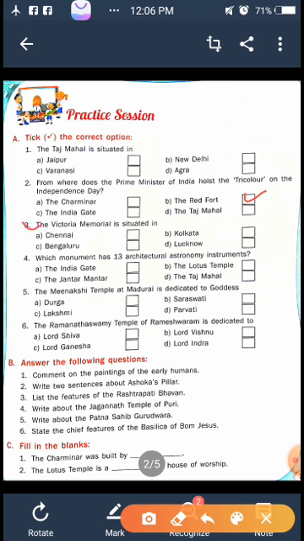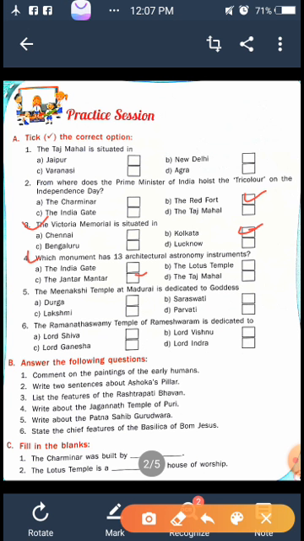Then question number 3. The Victoria Memorial is situated in dash. A, Chennai, B, Kolkata, C, Bengaluru and D, Lucknow. The Victoria Memorial is situated in Kolkata. Option B is the correct option. Number 4. Which monument has 13 architectural astronomy instruments? A, the India Gate, B, the Lotus Temple, C, the Jantar Mantar and D, the Taj Mahal. The option is C, the Jantar Mantar.